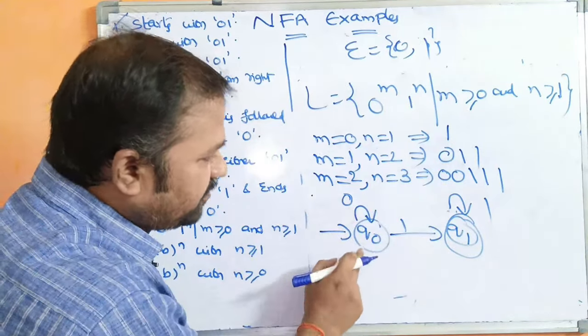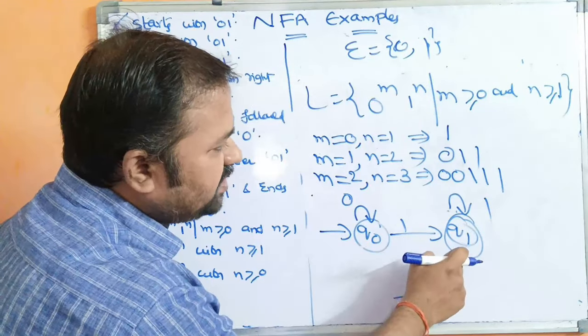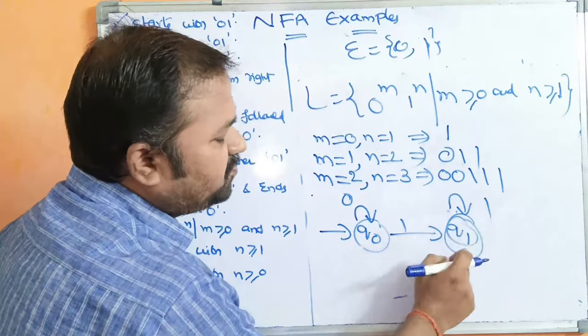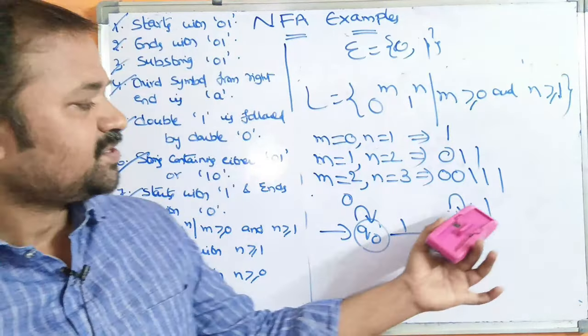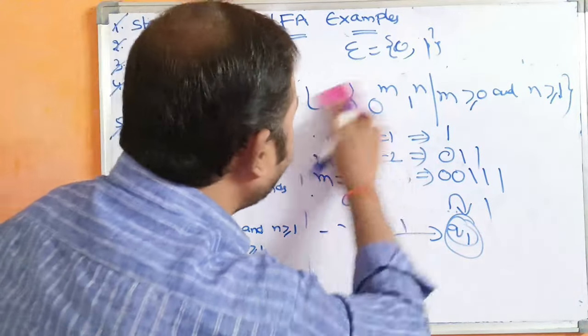Apply 0 on Q0, we will be at Q0 only. Apply 1 on Q0, we will move to the Q1 state. Apply 1 on Q1, we will be at Q1 only. Apply 1 on Q1, we will be at Q1 only. Q1 is the final state. So this is a valid string. Now let us see the next problem.